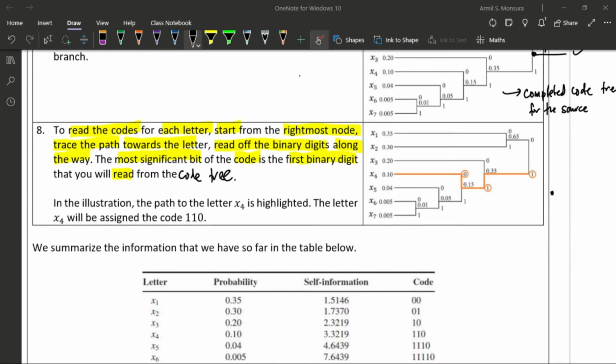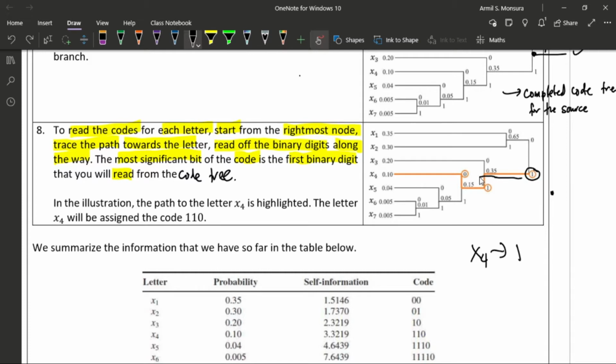So, for example, babasahin natin yung code para kay X4, the symbol X4. So, tracing the path, starting from the rightmost node, simula dito sa part na to. So, tracing the path towards X4 leads us to the following. So, itong 1, that's the most significant bit. So, yun yung ilalagay natin sa pinaka-left side ng code natin para sa X4. So, para sa X4, ang code natin is 1. That's the first one.